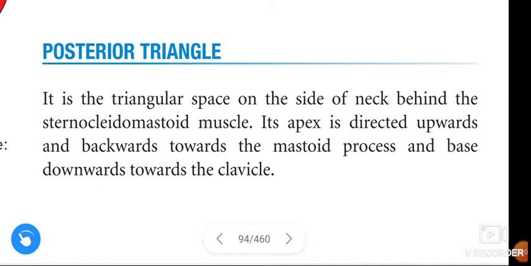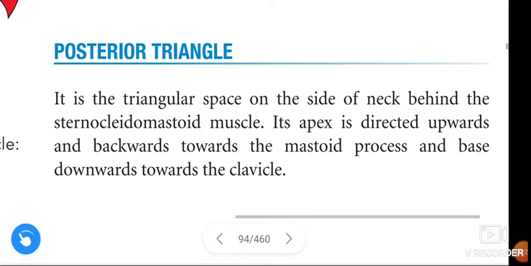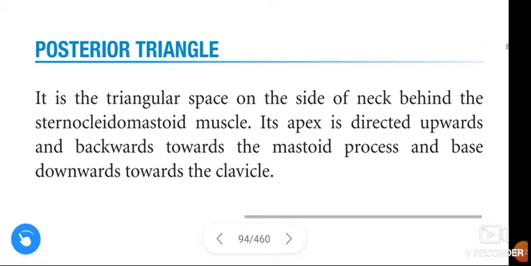In this video we are going to learn about the posterior triangle. The posterior triangle is the triangular space on the side of the neck behind the sternocleidomastoid muscle.